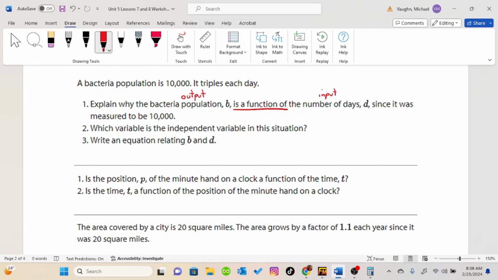If it triples each day, then every day gives only one population. That means it is a function.